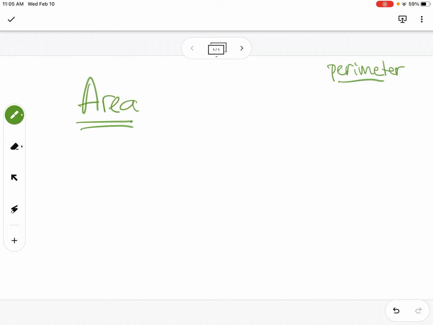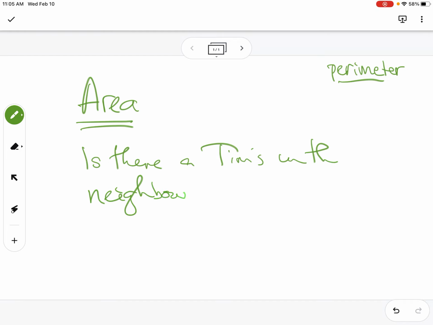Someone might have moved into my neighborhood and asked me something like this. Is there Tim's in the neighborhood? They might ask that question this way too. Is there a Tim's in the area? And by area they mean neighborhood. So is there a Tim's in the area? There's the word area. What do they mean when they use the word area? Do they mean one spot?